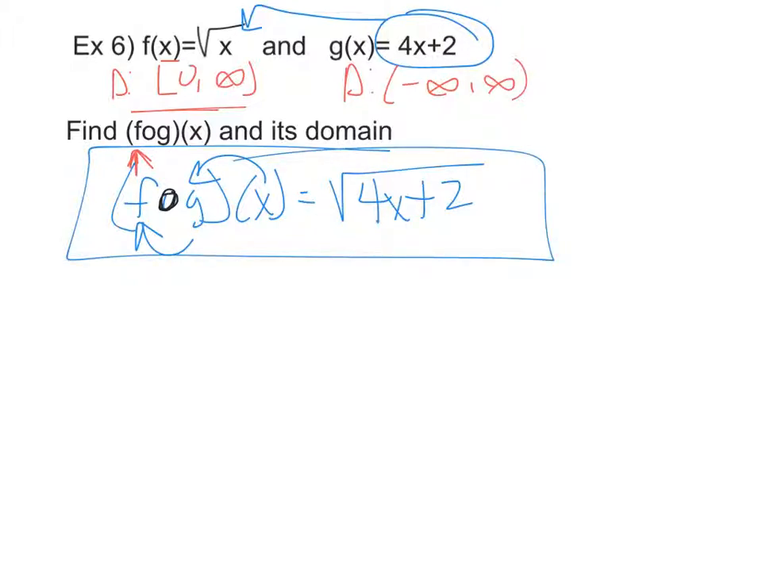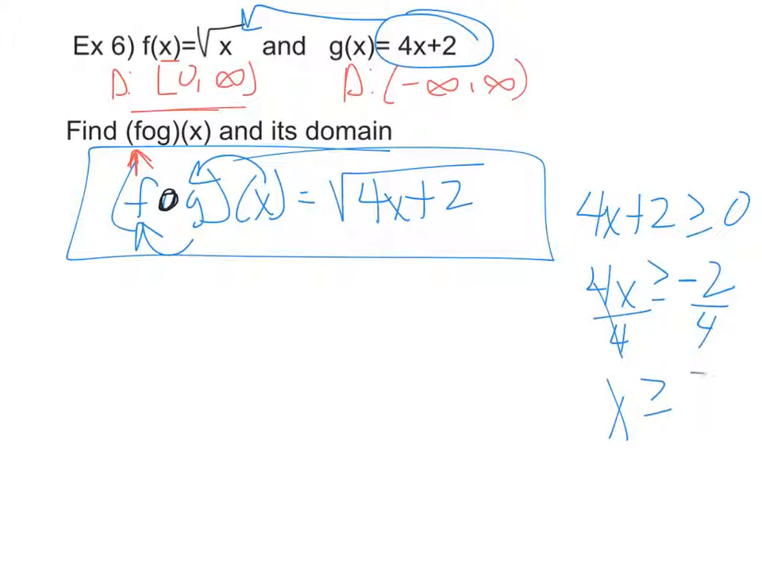So the domain of f of x is from 0 to infinity. That means the domain of my composition also has to fit in that. So let's take a look at this thing. If I want to find the domain, I'm going to take 4x plus 2 and set that greater than or equal to 0. So I'm going to subtract 2 from both sides and divide everything by 4. So x now has to be greater than or equal to a negative 1/2 because we're reducing that fraction.